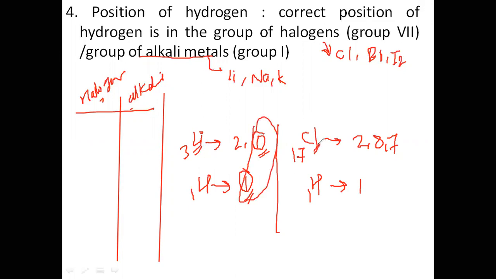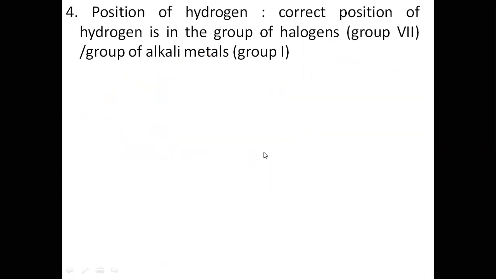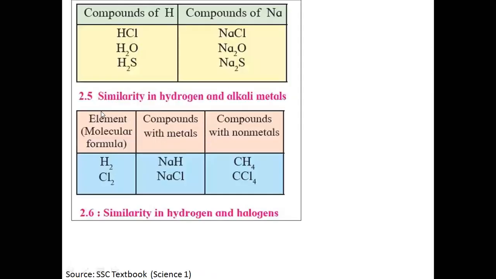Unlike chlorine, whose configuration is 2, 8, 7, the valency of chlorine and hydrogen, both have valency 1. Hydrogen has a tendency to accept one electron, and chlorine also has a tendency to accept one electron. So we can say the valency is the same. Another similarity we can see regarding the property of hydrogen, how it resembles alkali metals and halogens. Let's see this.